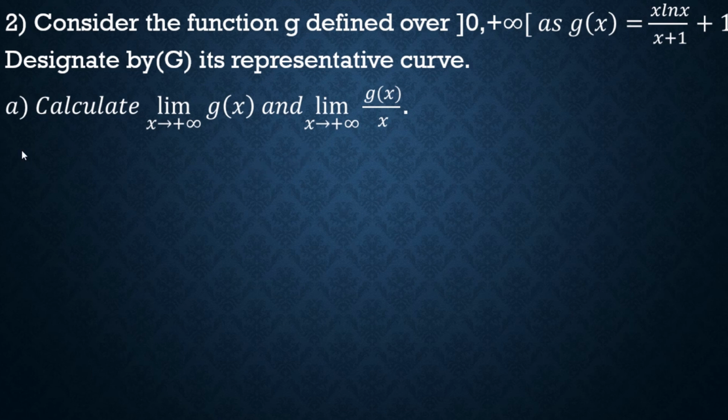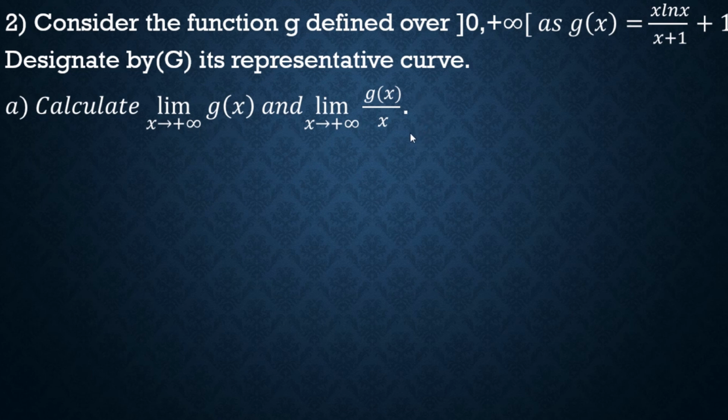Let us see. As x goes to plus infinity, here we take x common factor in the denominator. We got x into 1 plus 1 over x. X simplified, 1 over x is 0. So we still have ln x. Ln x goes to plus infinity, plus 1, plus infinity. This is the limit of g of x as x goes to plus infinity.